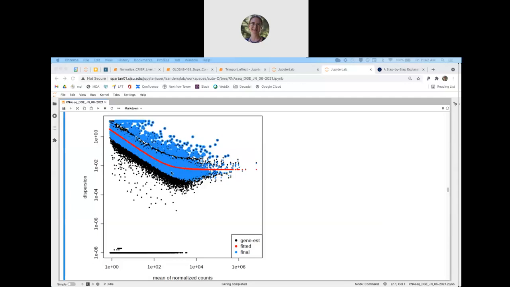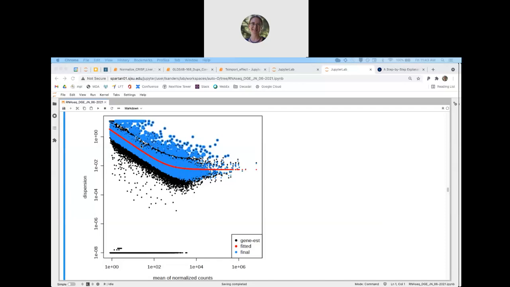But what's happening is we're bringing a lot of these genes, which are sort of hanging out here below the main distribution, up closer to the fit line. And in particular, the genes that have a lot of very high variance are being brought together. So the dispersions are being estimated and they're being transformed to a fit line.